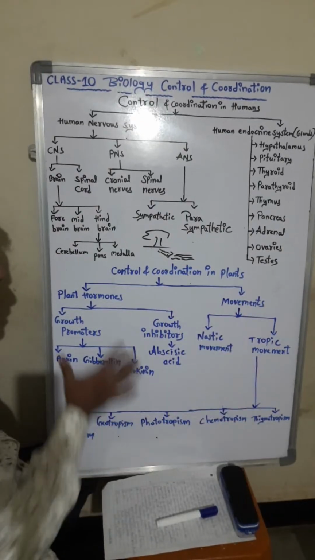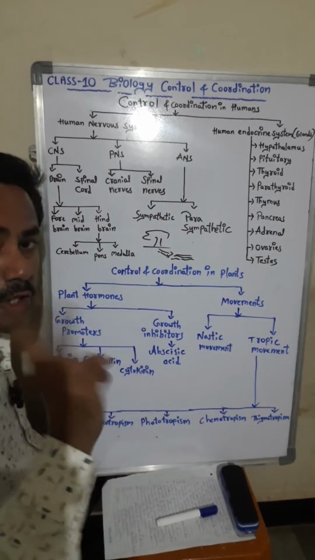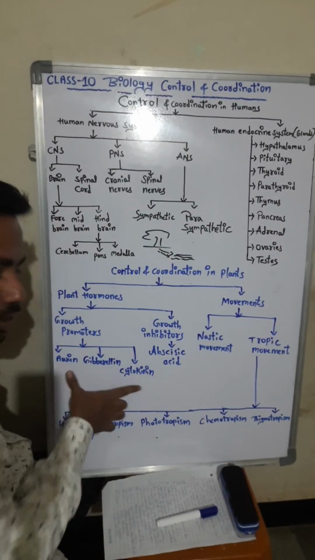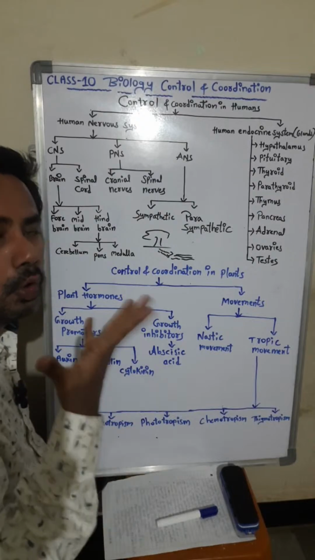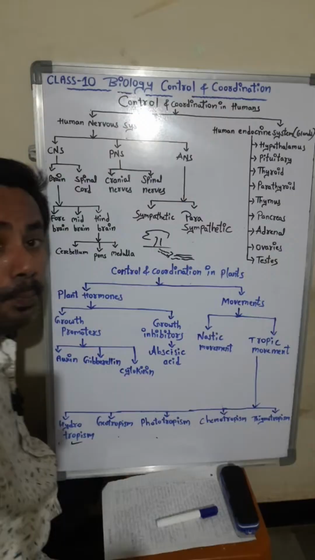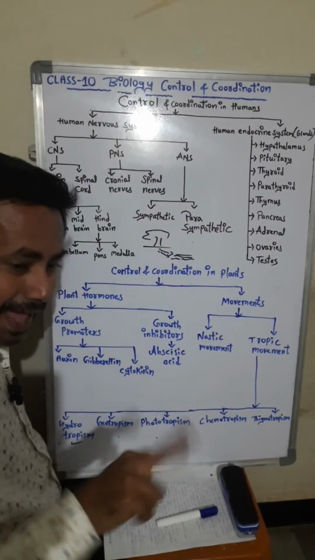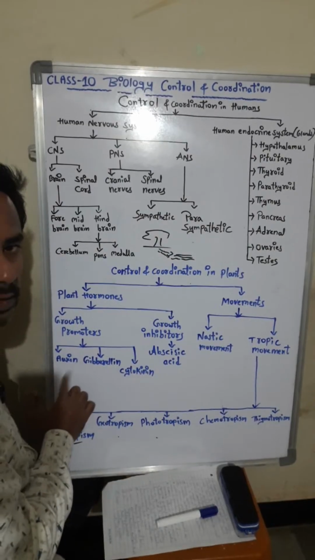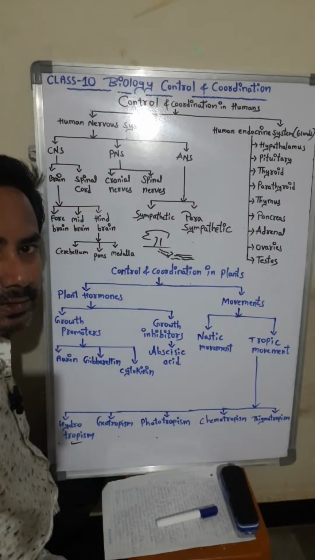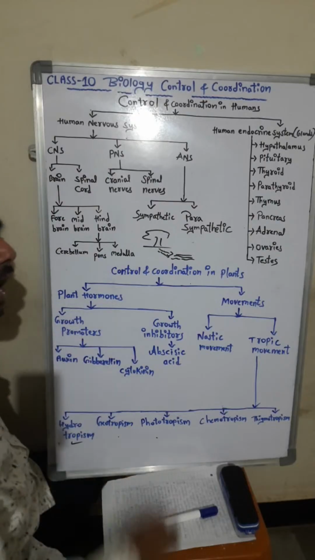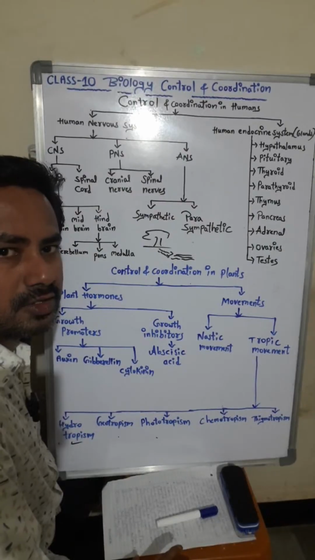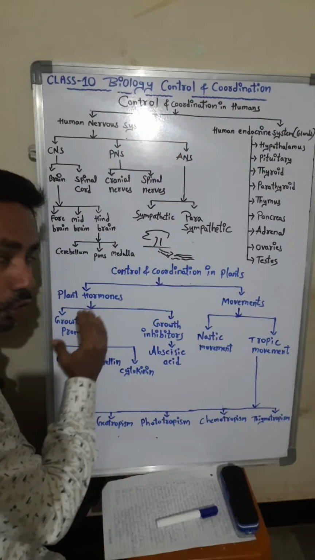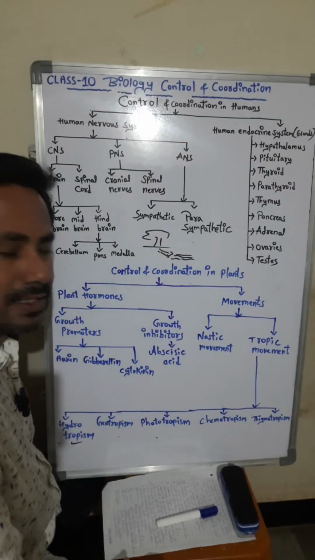These are the movements we have seen. Now plant hormones. There are two types of hormones they release. One is growth promoters. These hormones will help the plant to grow, so they are called growth promoters. These hormones are auxin, gibberellin, cytokinin. Plant hormones are also called phytohormones. Two types: growth promoters and growth inhibitors.